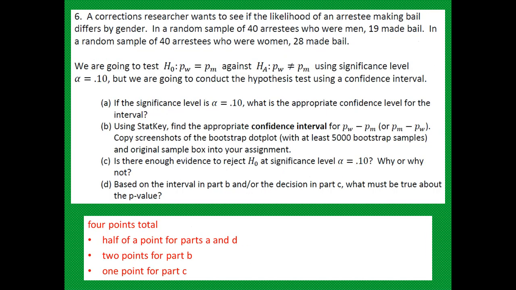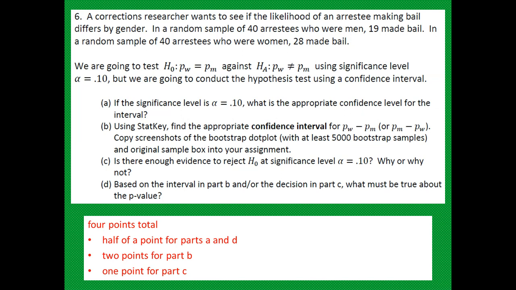Number 6, which is conducting a hypothesis test using a confidence interval. Part A is just matching up the confidence level correctly. That's half a point. In Part B, the confidence interval is in bold because that's not usually the way we do a hypothesis test. Make sure you're finding a confidence interval here, not a p-value. If you're finding a p-value, that's not really the point of this question, and you're probably not going to get a lot of points for that.